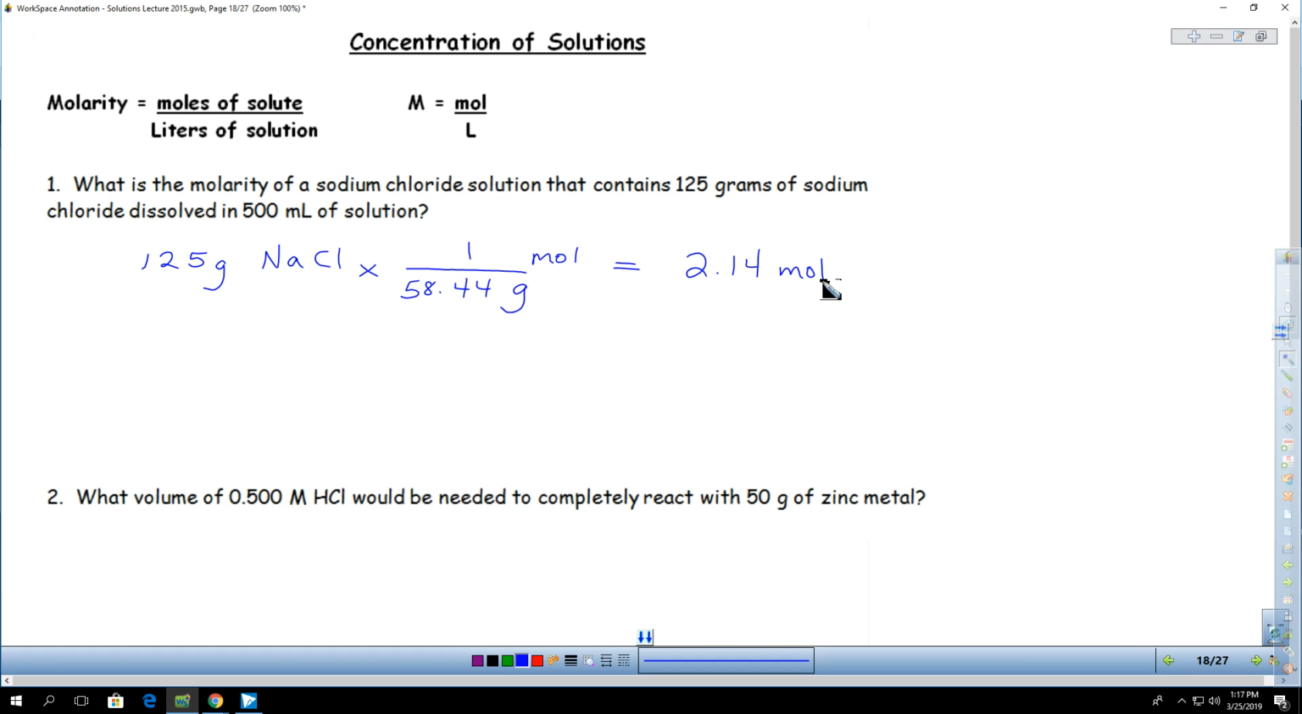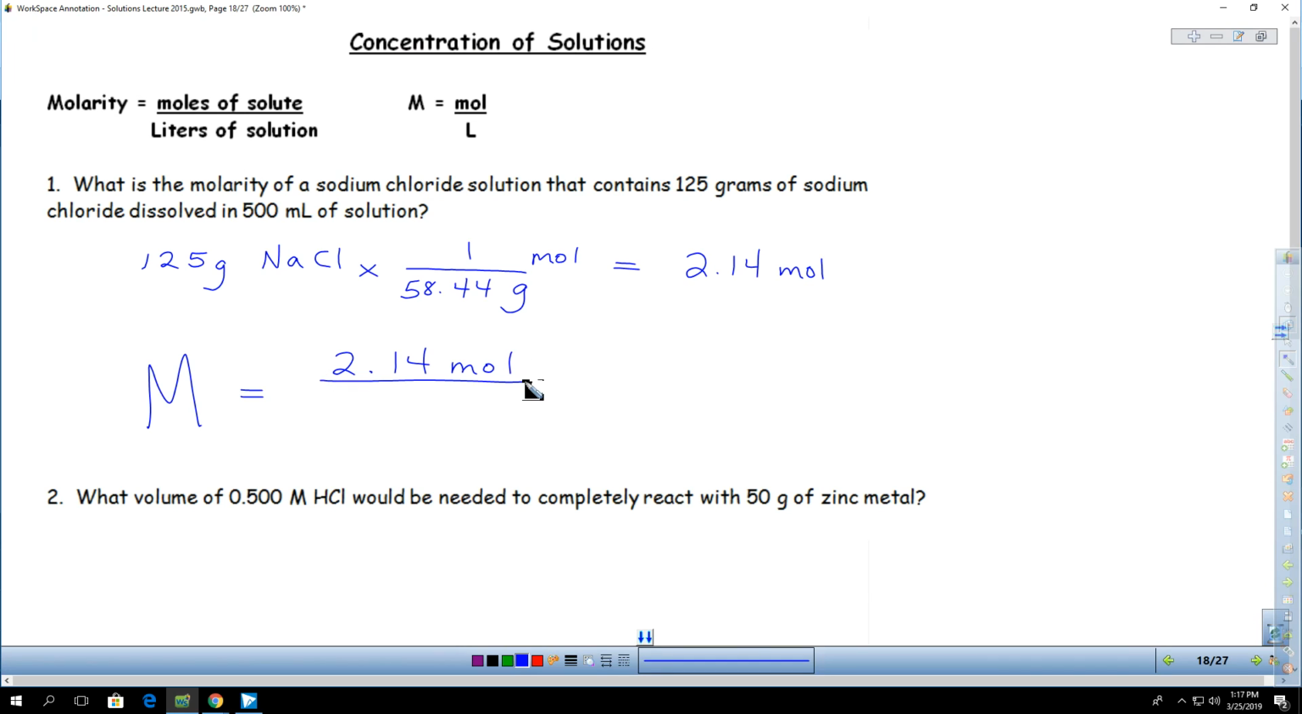Perfect. Now, this is pretty typical that if I'm making a solution in the lab, I would have measured my solute on the electronic balance using grams. But now, when I calculate the concentration, it is moles of solute per liter of solution. So I want this concentration, molarity, as the 2.14 moles.